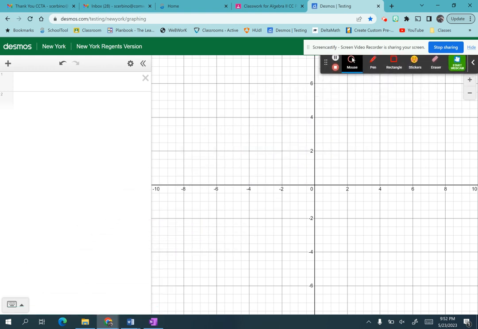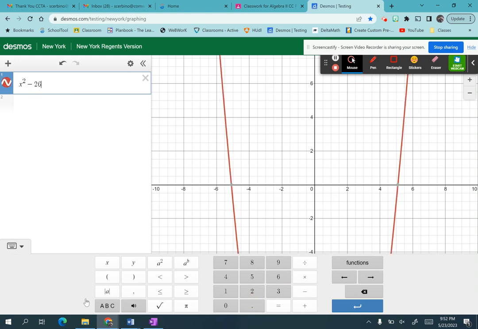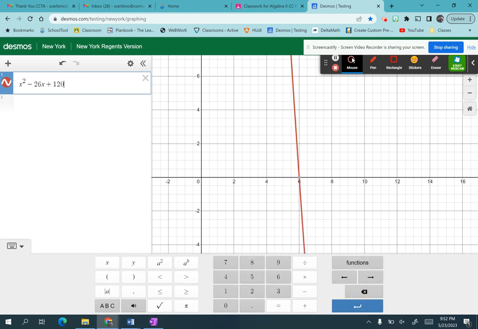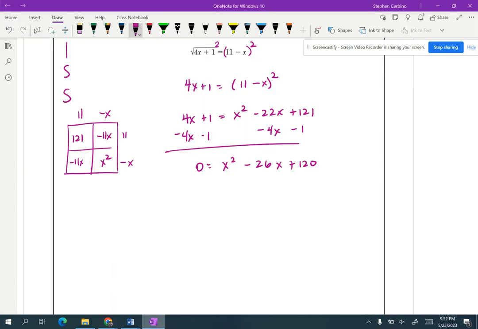So if you graph x squared minus 26x plus 120, you can see that the graph intersects the x-axis at 6 and way over here at 20. So 6 and 20 are my solutions. When we're asking what multiplies to make 120 but adds to make negative 26, we already know the answers are negative 6 and negative 20.